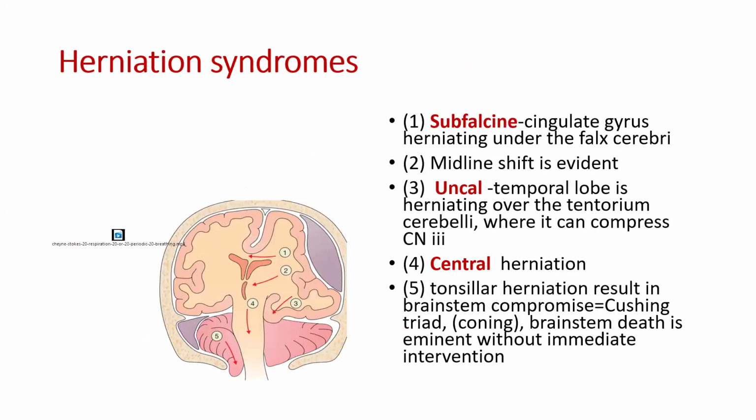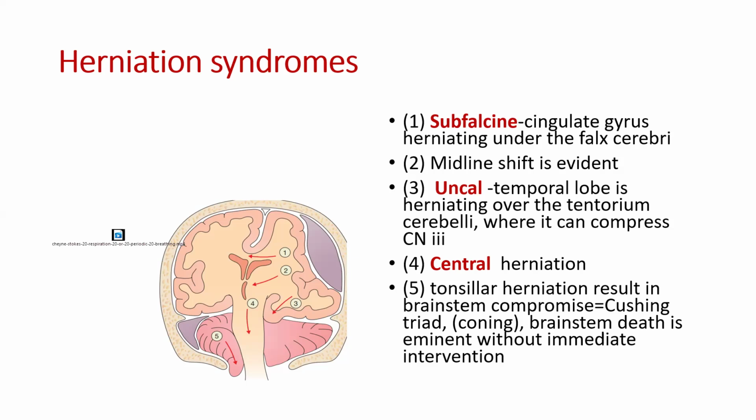So this picture here is illustrating the herniation syndromes. The first arrow, labeled 1, is showing the subfalcine herniation. Subfalcine refers to the falx cerebri, which is the dural fold that goes inside the cerebrum. The cingulate gyrus, as this arrow indicates, is herniating under the falx cerebri. You can see the midline shift that is evident.